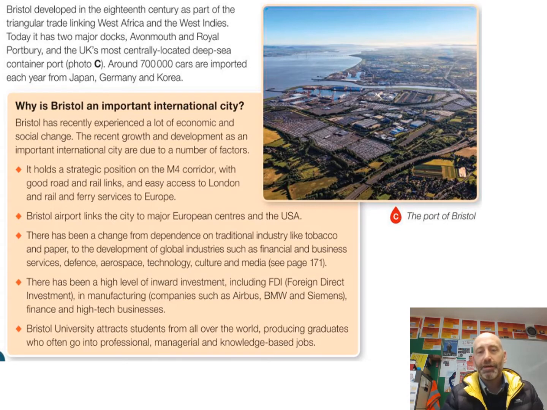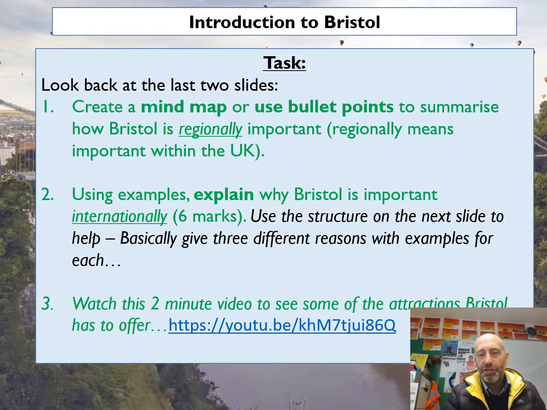Again, you're going to need to go back in a minute on using this video to look at these two slides to complete the task. Okay, so what I'd like you to do is, first of all, going back to the slide with the regional importance, I want you to create a mind map or use bullet points to summarize how Bristol is important regionally. Remember, regionally means within the UK. Then, using the international information, I want you to try and answer that question there. So using examples, explain why Bristol is important internationally.